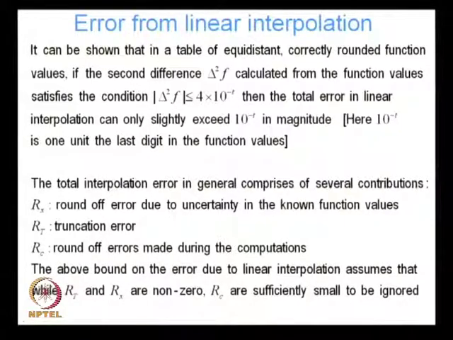So these are the three errors, and when we say that if this condition is satisfied, then the error due to linear interpolation will be almost equal to 10 to the power minus t, we are looking at these two errors only. We assume that the third error is sufficiently small to be ignored, and what I want to show is that if this condition is satisfied, the sum of this error and this error will be approximately equal to 10 to the power minus t, if I use a linear polynomial.